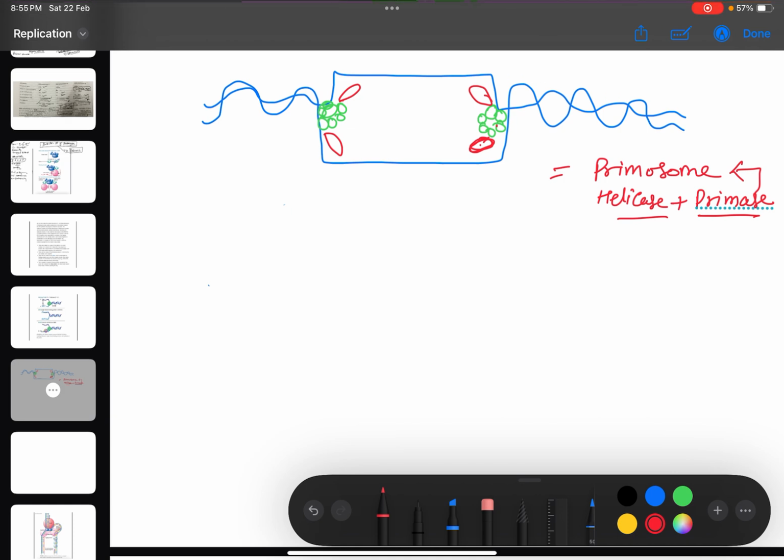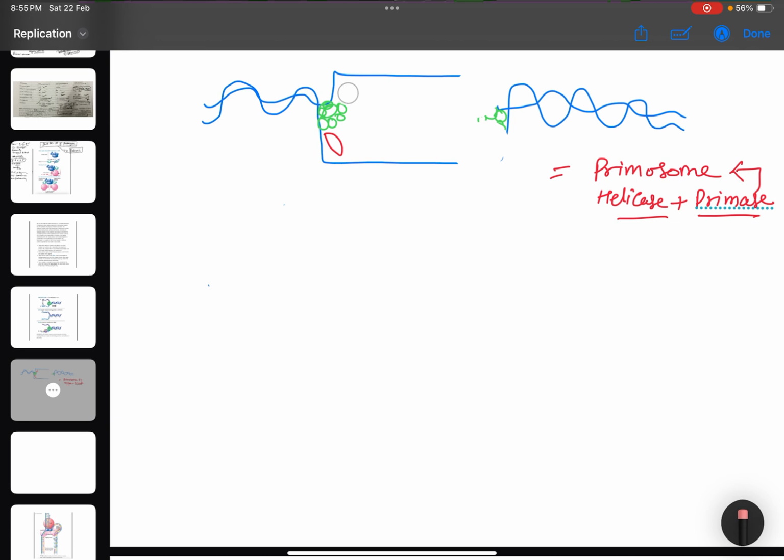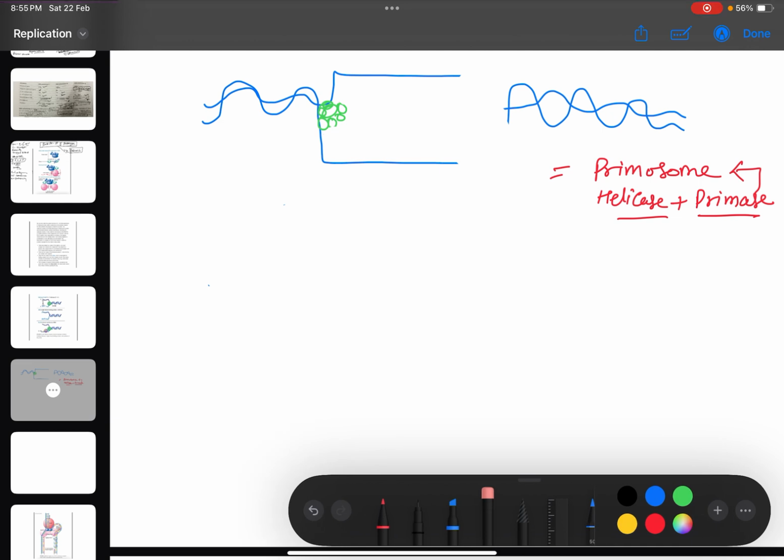it gets dissociated from here and leaves 15 to 35 nucleotides. After leaving the DNA, it leaves a strand of RNA on a DNA template like this.